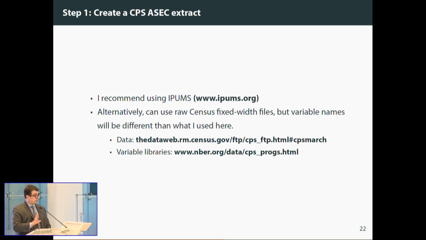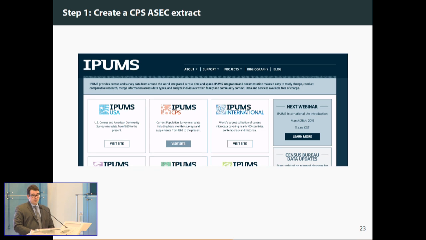I will note, as a word of caution, though, I'm going to refer to specific variable names in this presentation. Those variable names are IPUMS's variable names, not the raw census variable names. So you can use their data. Just know that the variable names are going to be different than the ones that I'm using in this presentation. If you want to use their data, the data is at that first link, and then NBER hosts library files that you can use to actually import the data into your statistical software of choice. So that's what the IPUMS interface looks like.